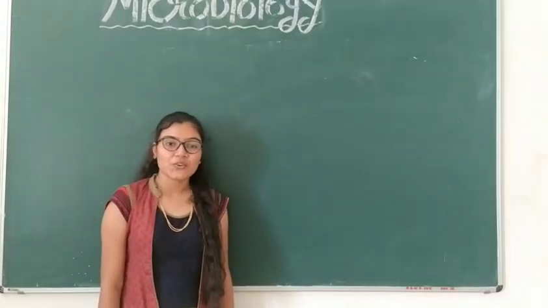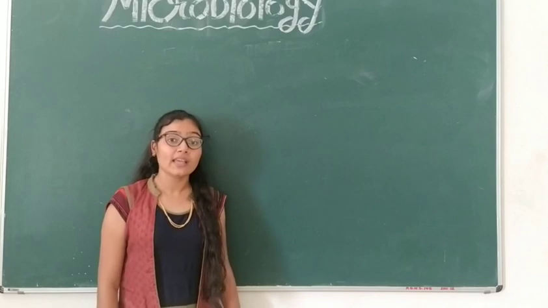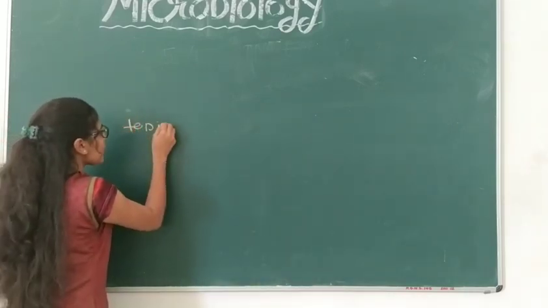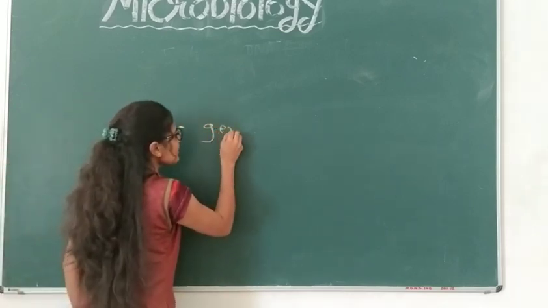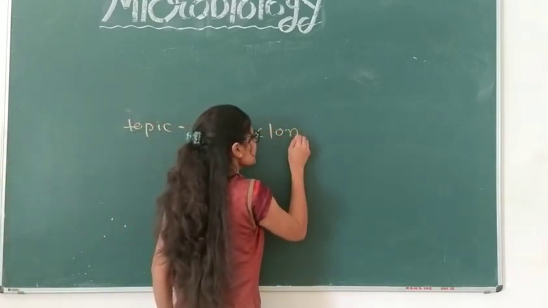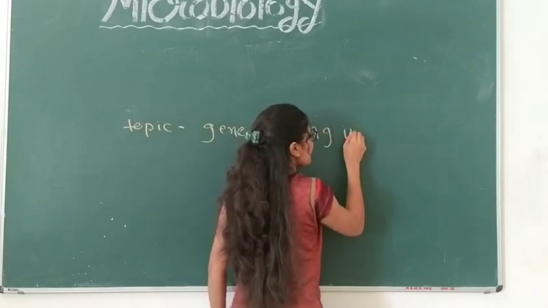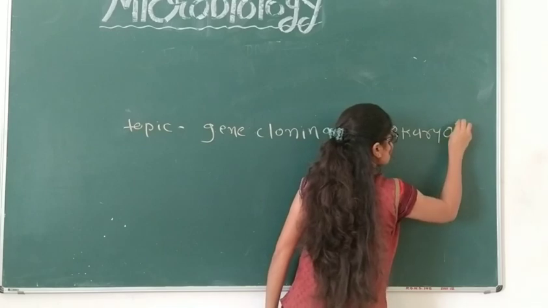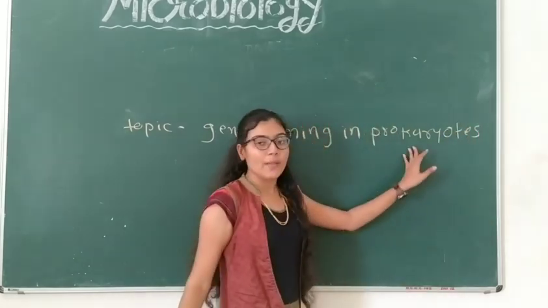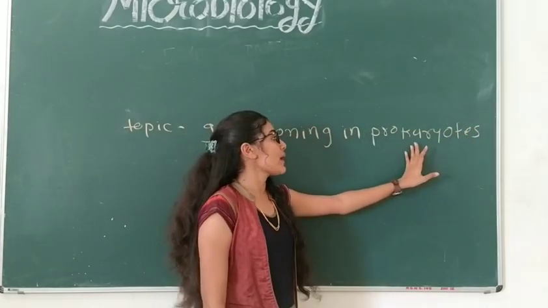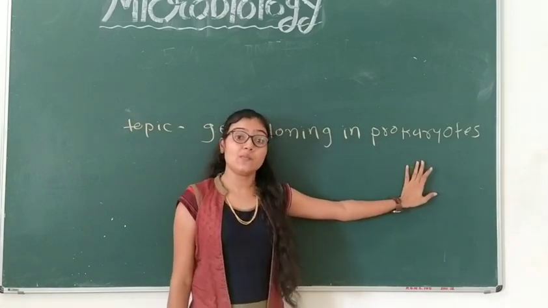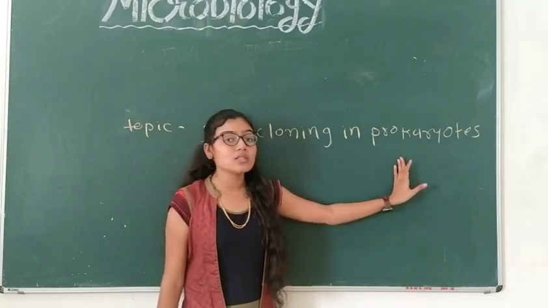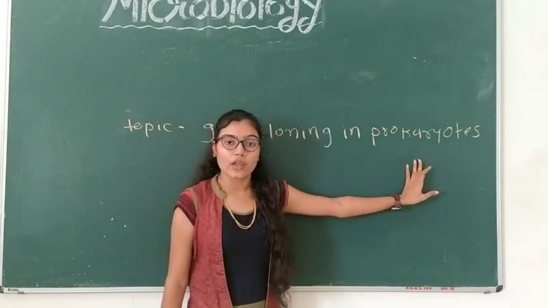Okay. Today we will discuss gene cloning in a prokaryotic cell. Now the topic name: gene cloning in prokaryote cell. Prokaryote cell means the bacterial cell. We always use the bacterial cell because it has a simple cellular structure compared to the eukaryotic cell. So in DNA technology, we mostly use prokaryotic cells.